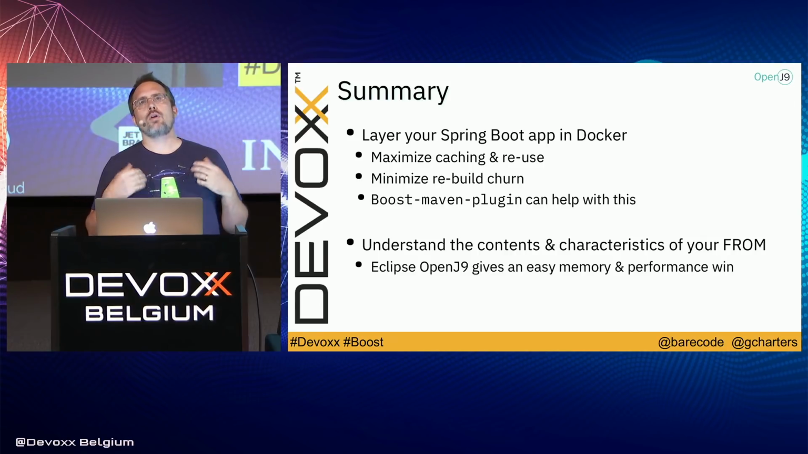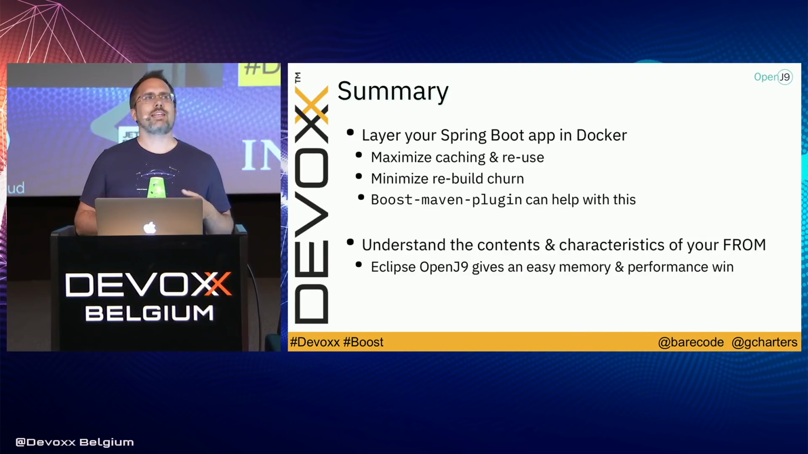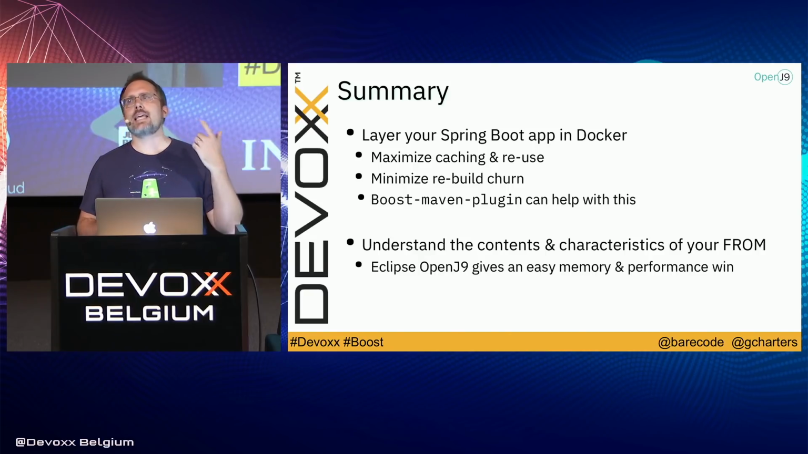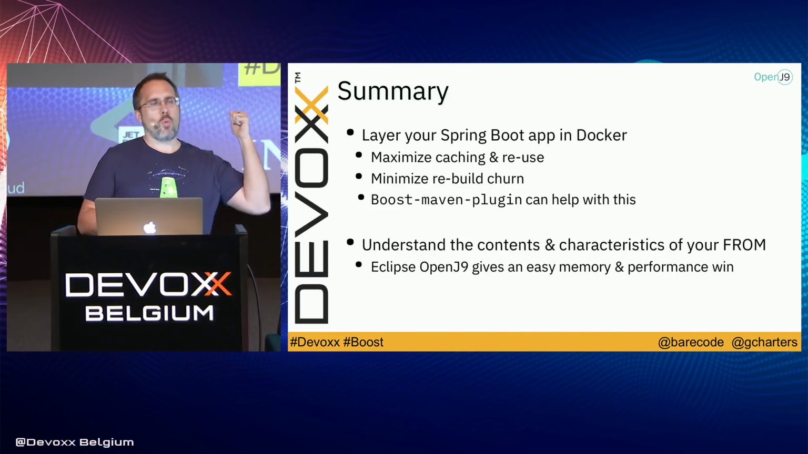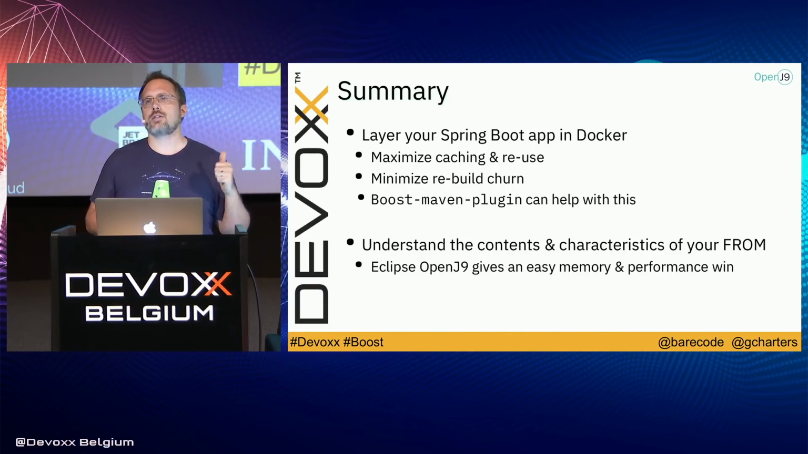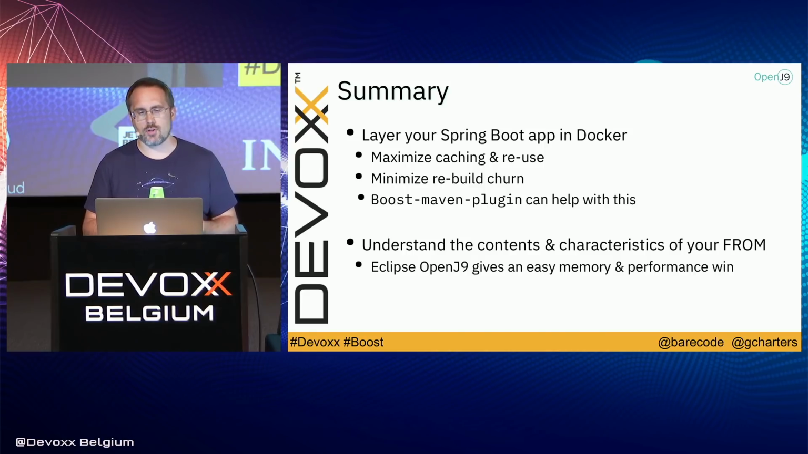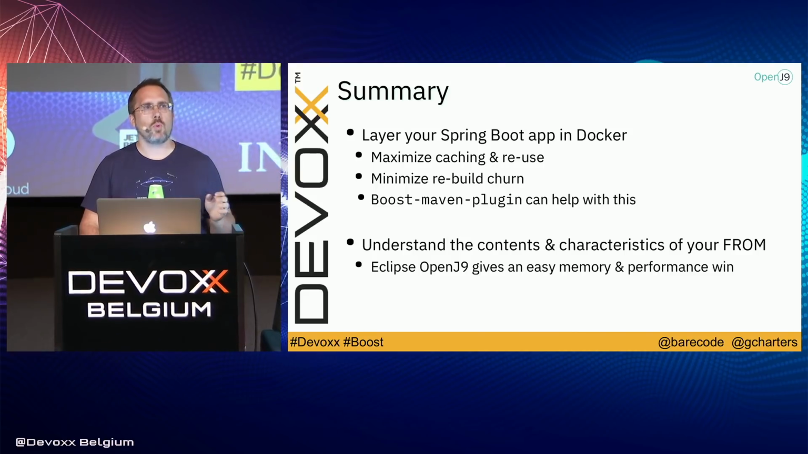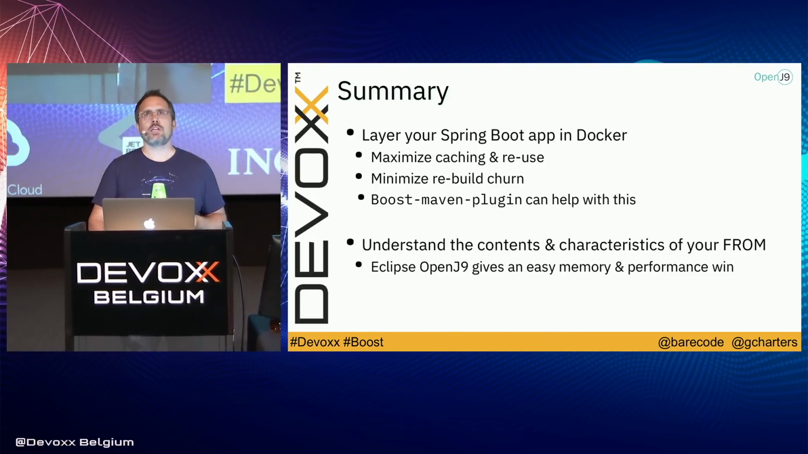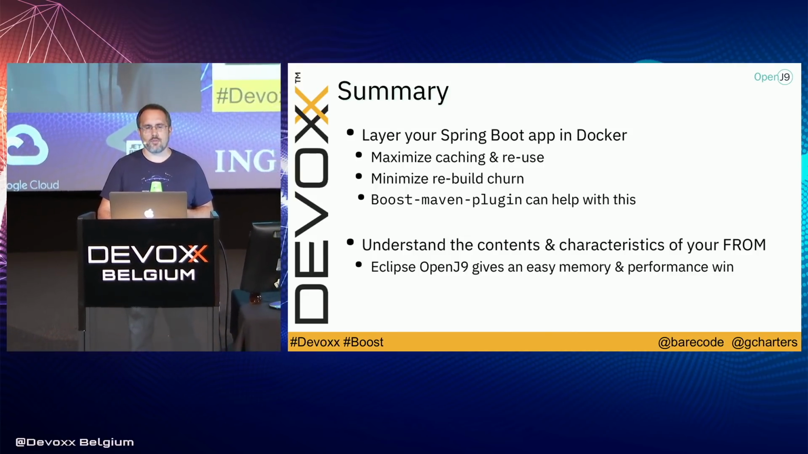If you are iterating on a Spring Boot image and what you're changing 90% of the time is static content, the way you package your classes is not going to save you. You do actually want to think about how is my application built, how is my application structured. And then lastly, understanding the contents and characteristics of your from really matters. I'd encourage everyone to take a look at Eclipse OpenJ9. It's a really easy memory and performance win for about 15 characters of changed Dockerfile.